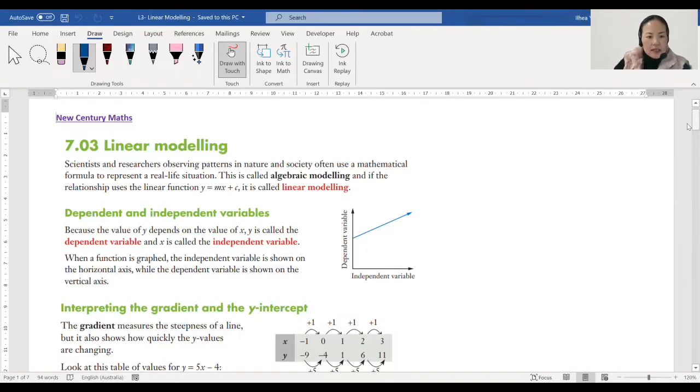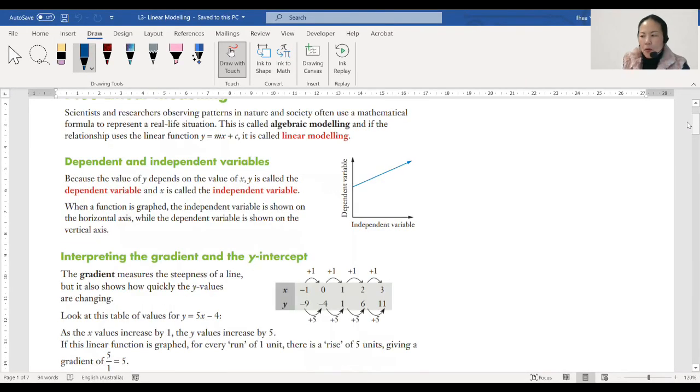Today's lesson is linear modeling. Important stuff here is not so much of linear modeling. I think we already know what linear modeling is. It's the equation there, y equals mx plus c. The m is the gradient, c is a y-intercept constant. Okay, c stands for constant.